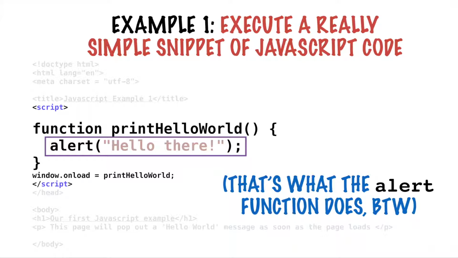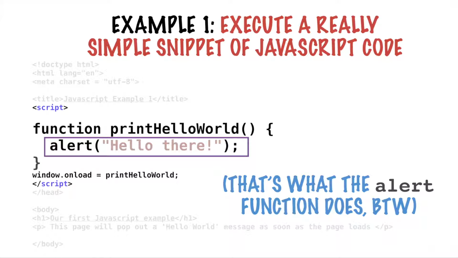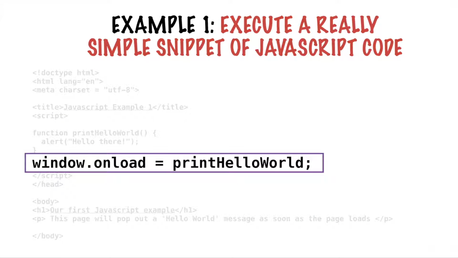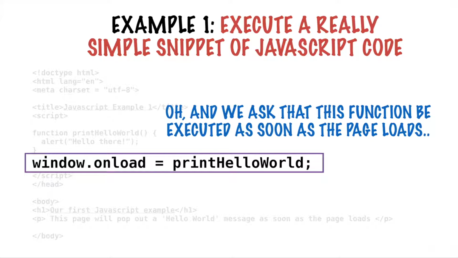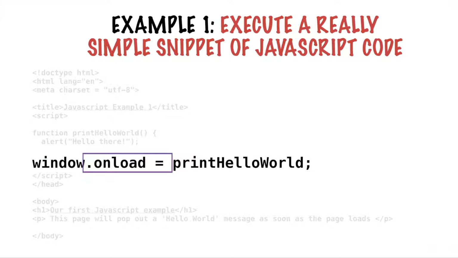Now notice the next line of JavaScript. This is a little more interesting and confusing. Don't worry, you can take it for granted right now. window.onload is equal to printHelloWorld. What does this do? This basically tells the browser that we want this printHelloWorld function executed as soon as the page loads. You don't need to understand the details of this. We'll be covering it in copious detail later.